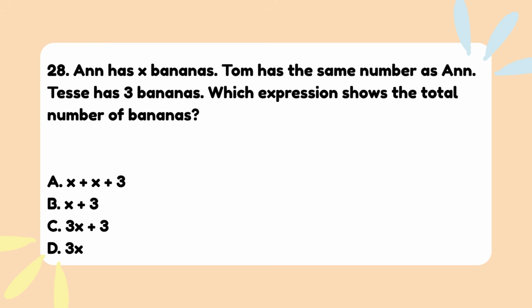28. Ann has x bananas. Tom has the same number as Ann, and Tess has 3 bananas. Which expression shows the total number of bananas? A. x plus 3. B. x plus 3. C. 3x plus 3. D. 3x.